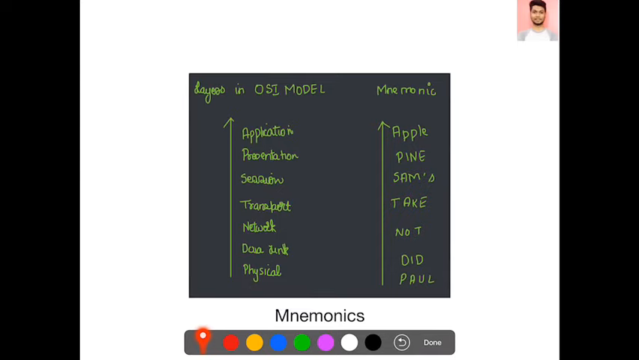For example, if you're trying to remember the different layers in the OSI model, which are the physical layer, data link layer, and so on, 5 other layers, we can generate a meaningful sentence from it: Paul did not take Sam's pineapple. In this mnemonic, we have encapsulated the first letters of the words that we want to remember. This is what a mnemonic is.